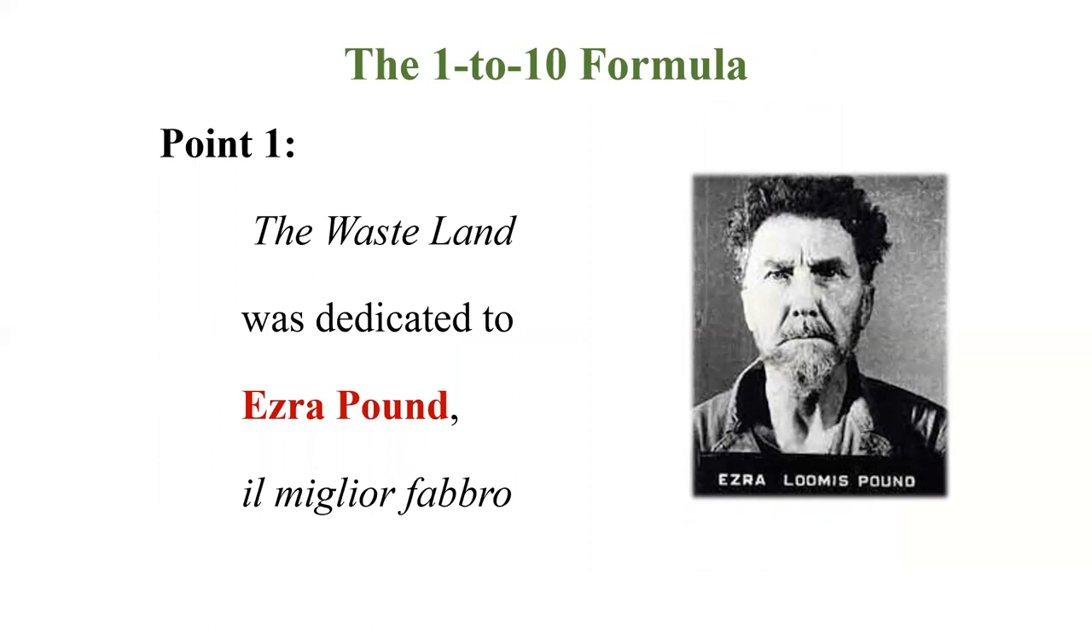So this is how you can say point number 1. The Wasteland was dedicated to Ezra Pound. This is another point. So we know Wasteland was published in Criterion in 1922. Now we are building on that. It was dedicated to the Imagist poet Ezra Pound, because Ezra Pound was the one who edited this poem. And now T.S. Eliot is dedicating this work to Ezra Pound, and he calls Ezra Pound in Italian Il Miglior Fabbro. What does it mean? It means the better craftsman. So Ezra Pound is a better craftsman. So this is point number 1.